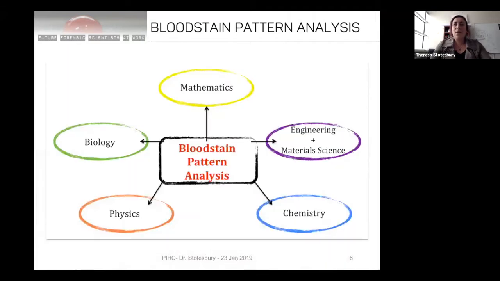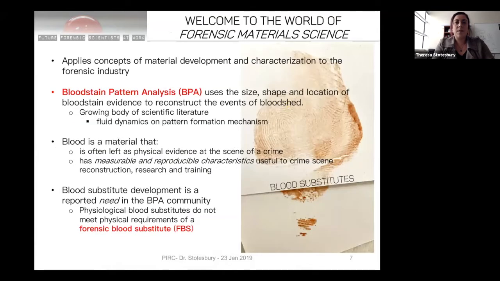How do we do that? Well, if you're thinking about how to get into forensics or blood stain pattern analysis as a whole, particularly for those of you listening in high school, it's really important that you take a lot of math and science courses. We integrate lots of concepts from biology, physics, chemistry, and mathematics. Where I fit in the Canadian research is from a material science and engineering perspective. So what do I do as a forensic research scientist and a forensic material scientist?